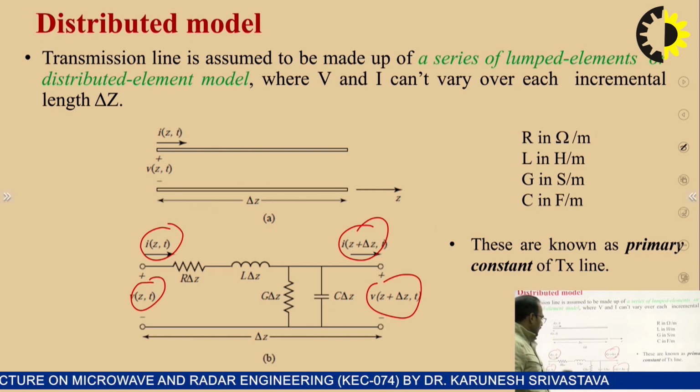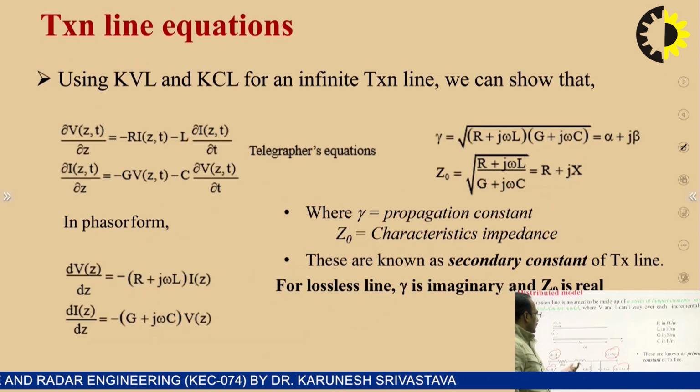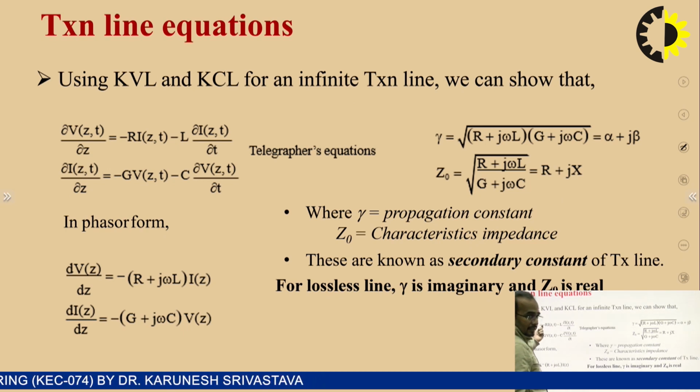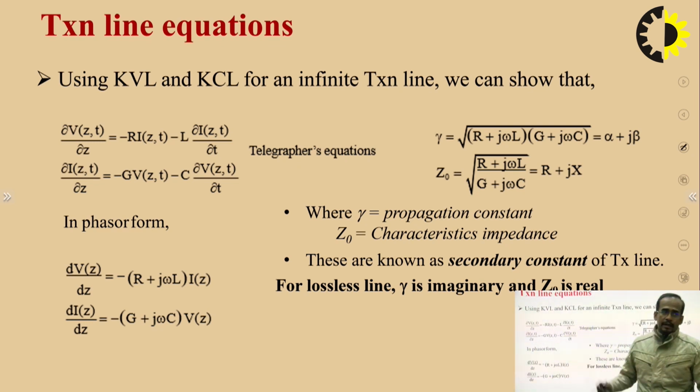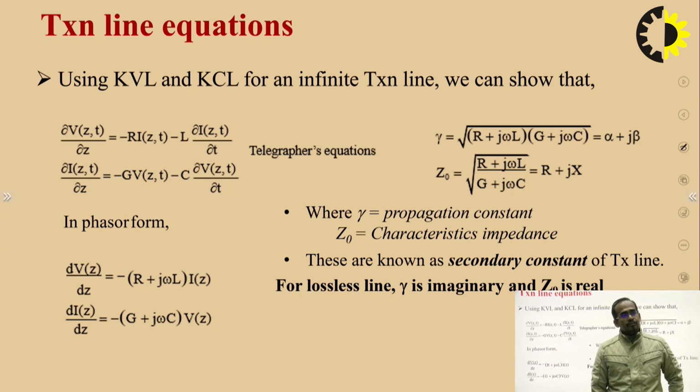Vz plus delta Z minus Vz, divided by this, Vz divided by distance is equal to minus Ri minus L delta I by delta T. So Ri is for the distance Z. So I have written here the generalized equation: delta Vz by delta Z is equal to minus Riz minus L delta I by delta T, and minus delta I by delta T is equal to minus Vz minus C delta V by delta T.